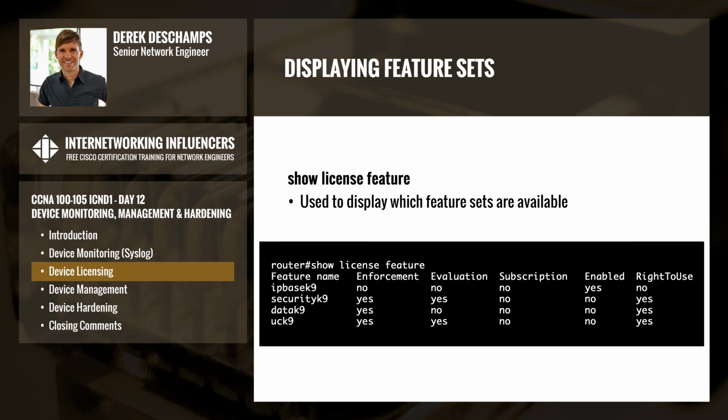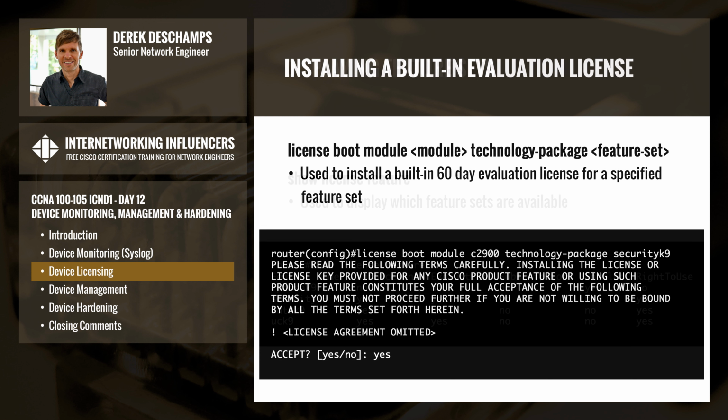The show license feature command is used to display which feature sets are available. In this example, we can see that 4 feature sets are available to be licensed.